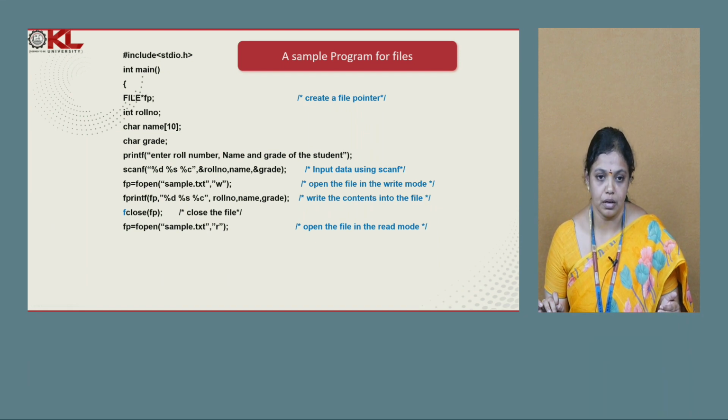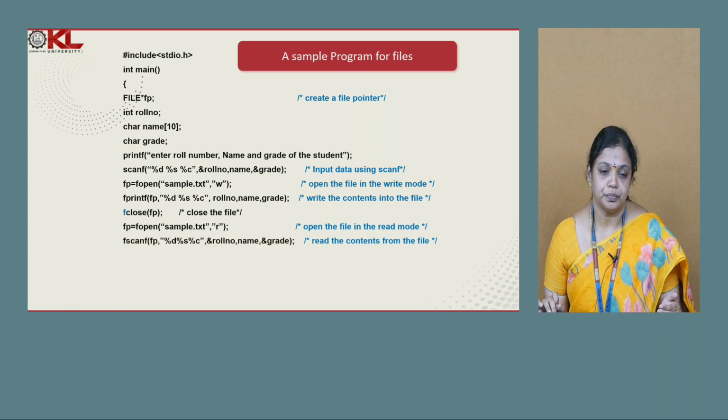So fp is equal to fopen sample.txt. Now just look at the mode, concentrate on the mode. It is not in the write mode, but it is in the read mode. Now it is in the R mode. So reading from the file. The next thing is I have to read from the file. So it is fscanf, and the first parameter is the file pointer, and I am going to read namely the roll number, name and the grade of the student which I had written.